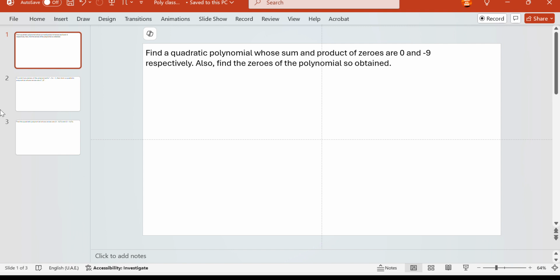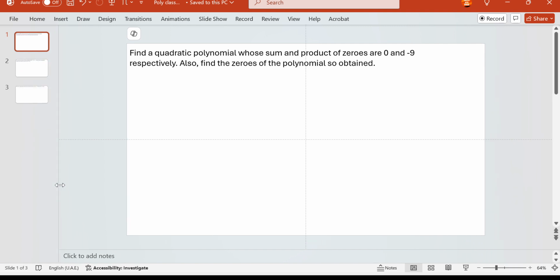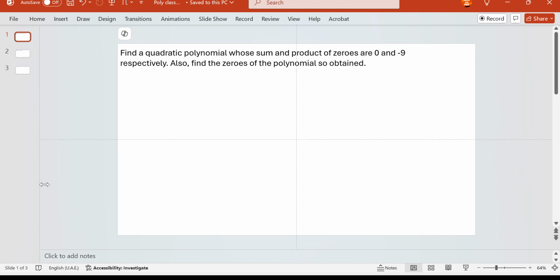Today I am not feeling well, so I am trying to take the class using PowerPoint. So bear with me, and let me continue. Yesterday we were discussing the chapter test of polynomials. We have discussed till Section C, first problem, right? So this is the second problem.